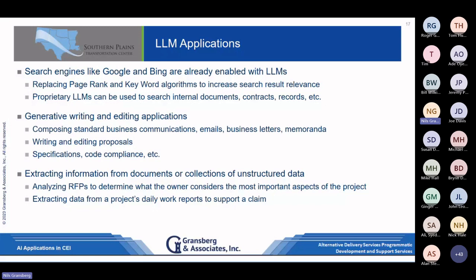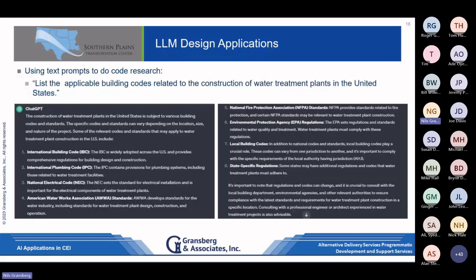So these are the kind of things that we can do using LLMs, using some simple tools in various different kinds of ways. So I'll show you here. This was one I did. I was putting this together. I thought, okay, well, let's look at what we got. All right. So I said, using ChatGPT, I put this prompt in that said, list the applicable building codes related to construction of water treatment plants in the United States. Pretty simple thing, but there's a lot of codes out there, so who knows what they are. And this is what it gave me.